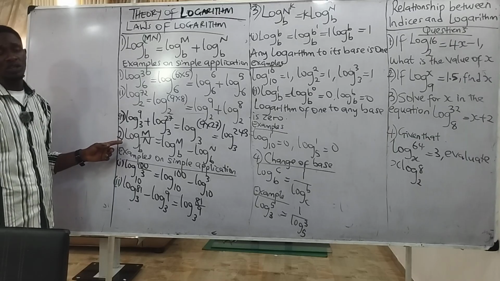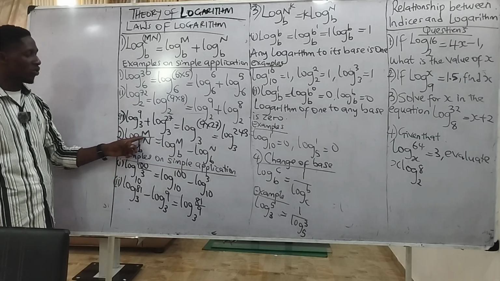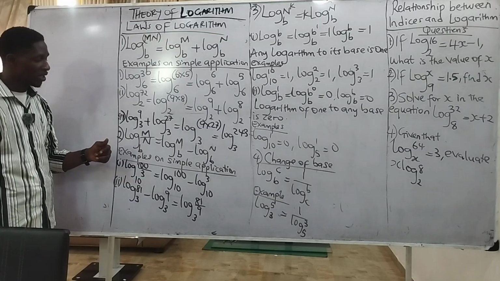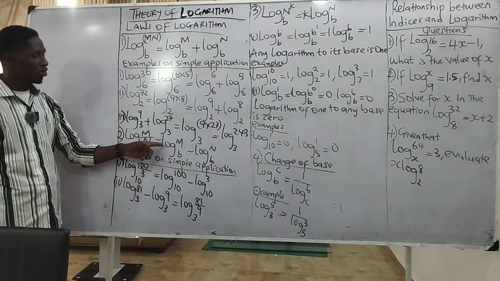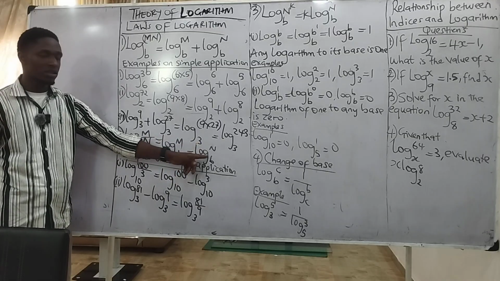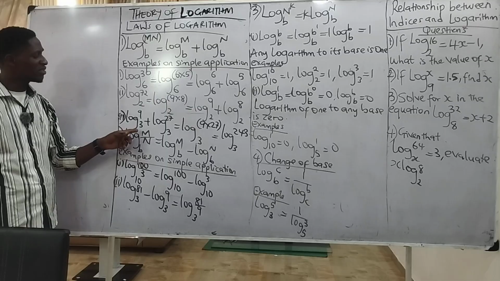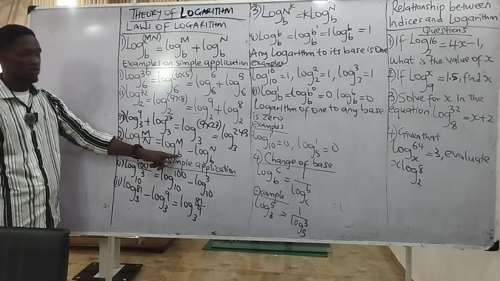Then the second law is division. When you are dividing, you are subtracting. You can see that this is over. This over means division. That is, log of m divided by n in base b is equal to log m in base b minus log n in base b. Be careful here. You can see that m came first, not n. That's why m was here.